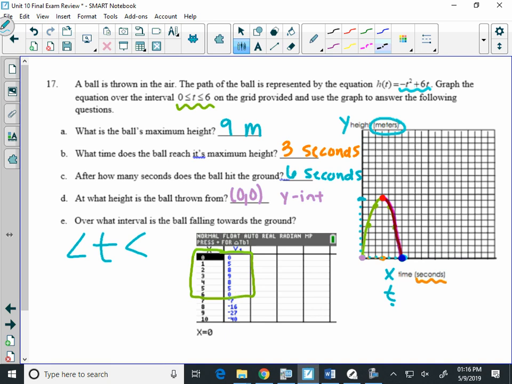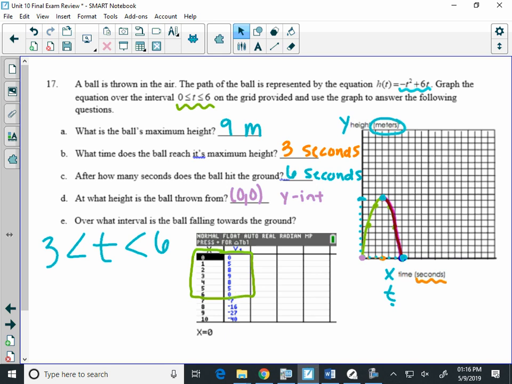So you don't put lines underneath your inequalities. You just write your inequality symbols. So where it starts falling towards the ground, the x value or t value there is 3. And when it hits the ground, we said was 6. So from 3 seconds to 6 seconds, that is when the ball is falling towards the ground.